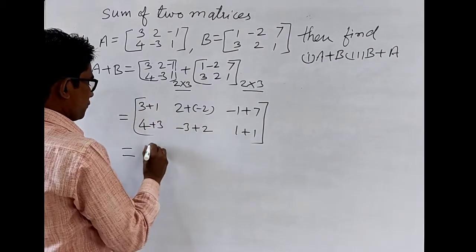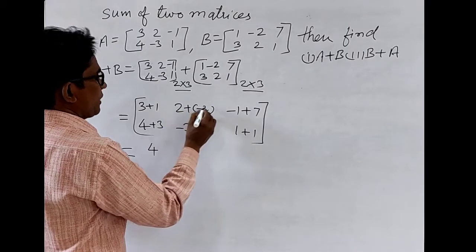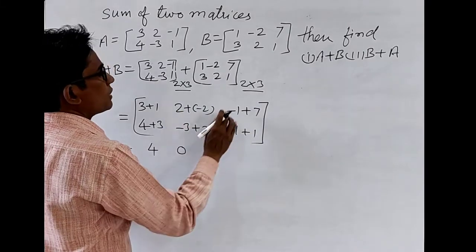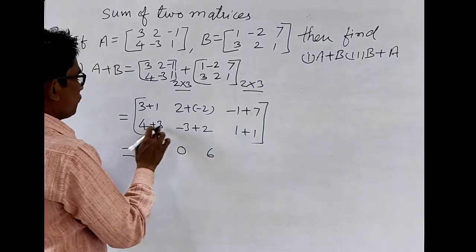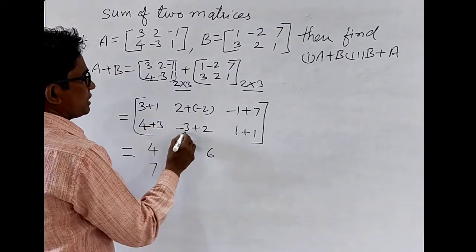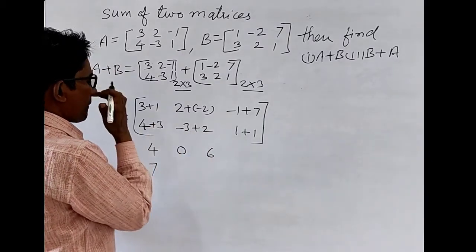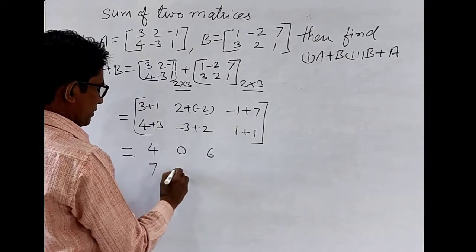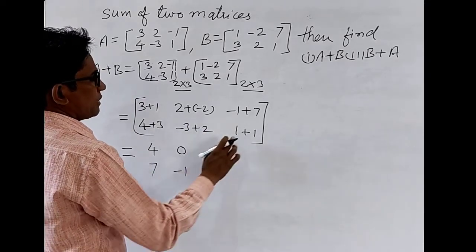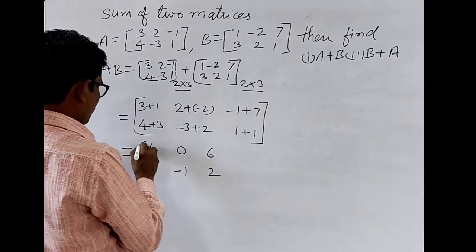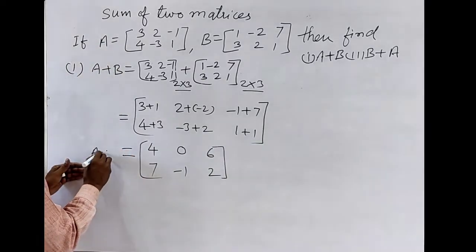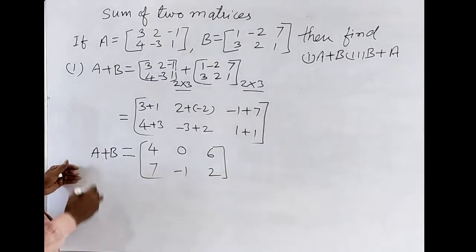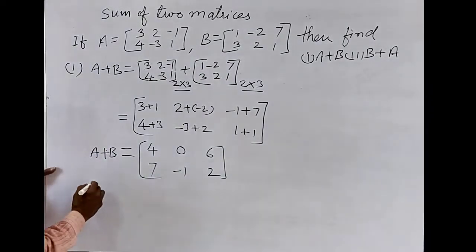So 3 plus 1 is 4, 2 plus minus 2 gets 0, minus 1 plus 7 means 7 minus 1, 6, and 4 plus 3 is 7, minus 3 plus 2 means 2 minus 3, so we get minus 1, and 1 plus 1 is 2. So this is the A plus B matrix.